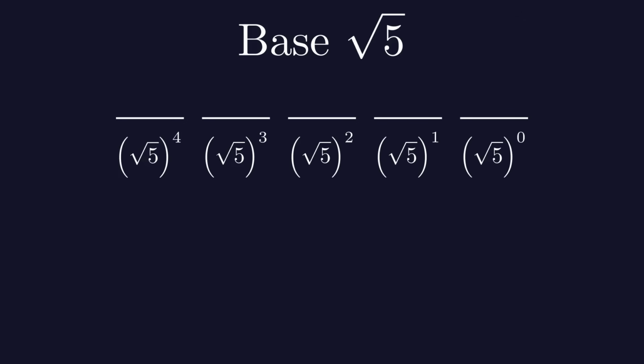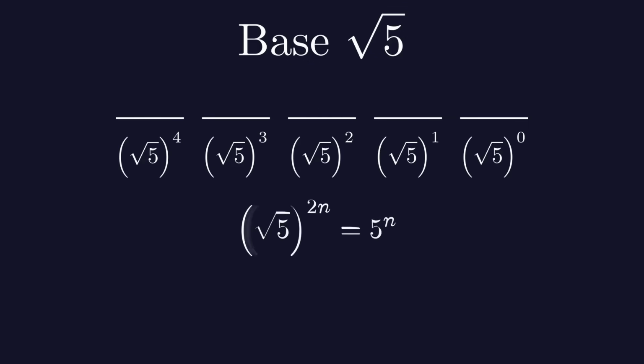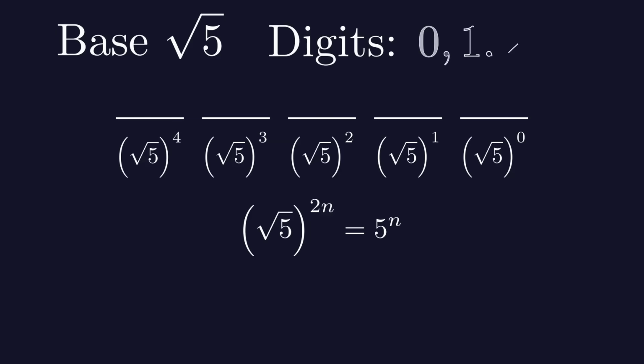In this base, digits represent powers of the square root of 5. This base has a lot in common with base 5, because the square root of 5 raised to the power of 2 is equal to 5. The square root of 5 raised to the power of 4 is equal to 5 to the power of 2. In general, the square root of 5 raised to the power of 2n is equal to 5 raised to the power of n. So to express any number in base square root of 5, we only need to use the same digits as in base 5, that is, from 0 to 4.